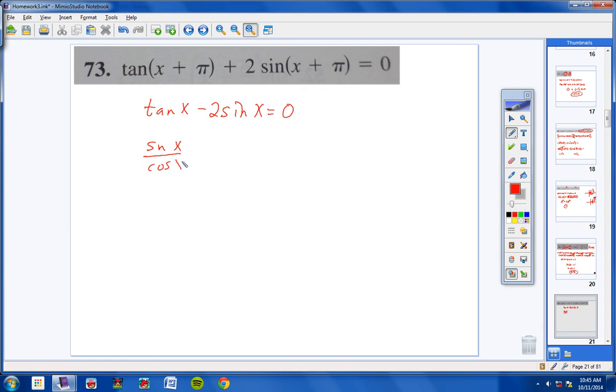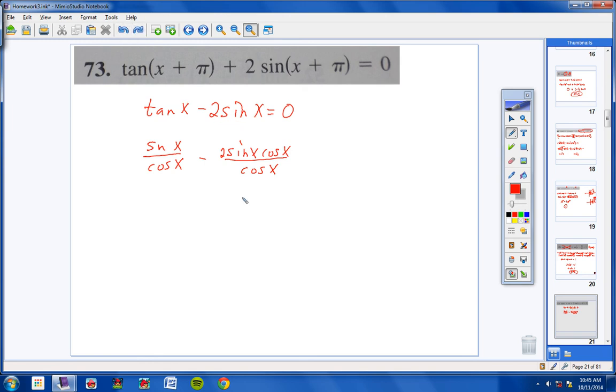That might work. And then minus 2 sine x cosine x over cosine x. Now what I did is I multiplied this whole thing here. I put it over 1. I multiplied the top and the bottom by cosine of x to give me a common denominator. I'm just trying something here, okay?